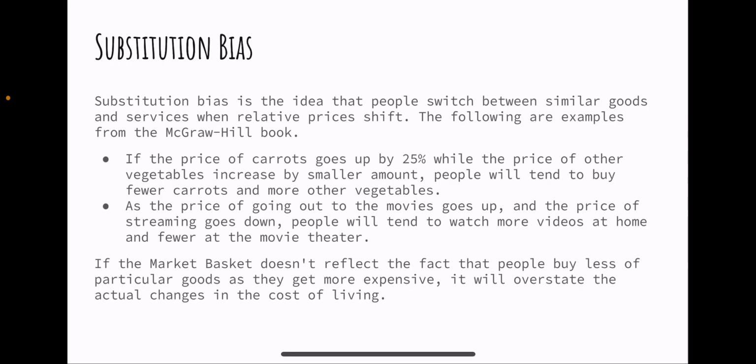Substitution bias is the idea that people switch between similar goods and services when relative prices shift. The following are examples from the McGraw-Hill book. If the price of carrots goes up by 25% while the price of other vegetables increases by a smaller amount, people will tend to buy fewer carrots and more other vegetables. As the price of going out to movies goes up and the price of streaming goes down, people will tend to watch more movies at home and fewer movies at the movie theater.